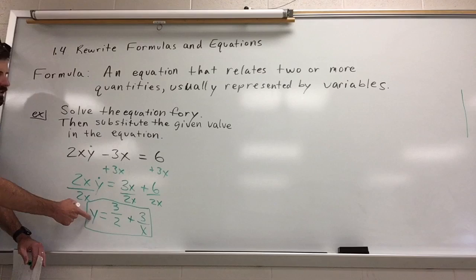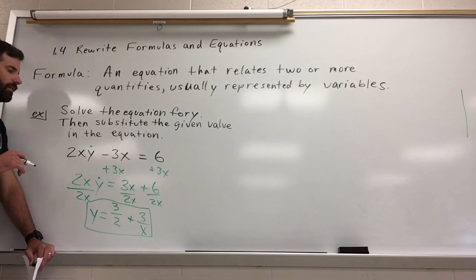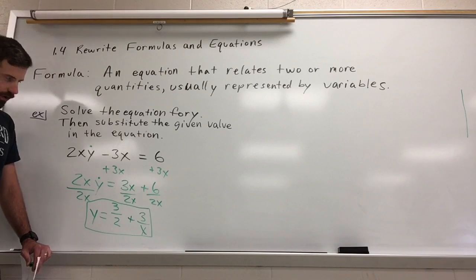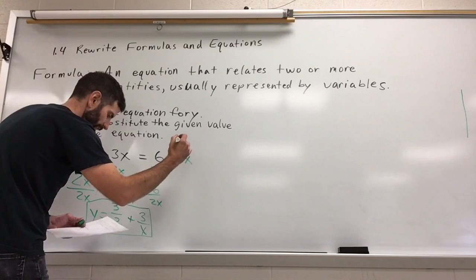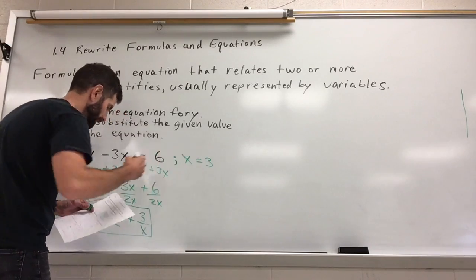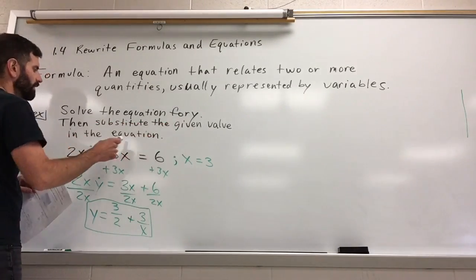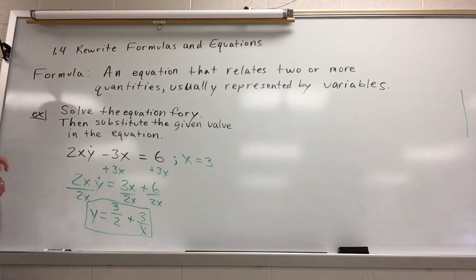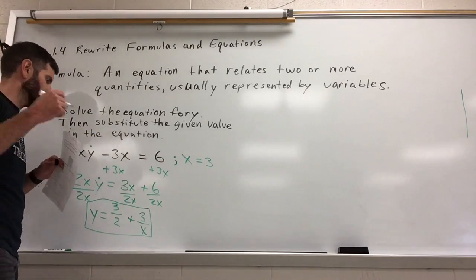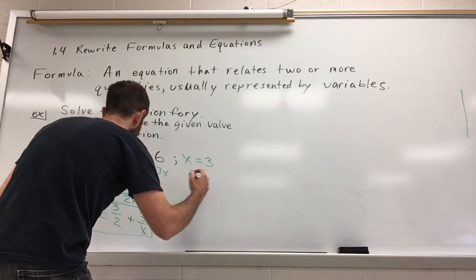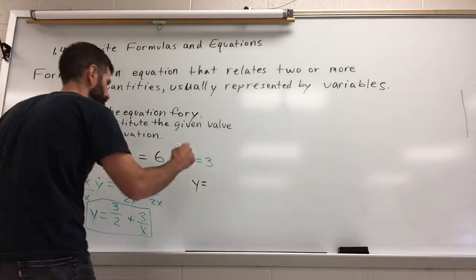So at this point, we have solved for y. We've gotten y by itself, but we had an x still left in our equation. From here, I'll go ahead and let you in on a secret that we are given that x is equal to 3. So it says, then substitute the given value in the equation. So our given value is that x is equal to 3. We're now going to substitute that in and finish the rest of the problem. So we're evaluating this equation when x is equal to 3.